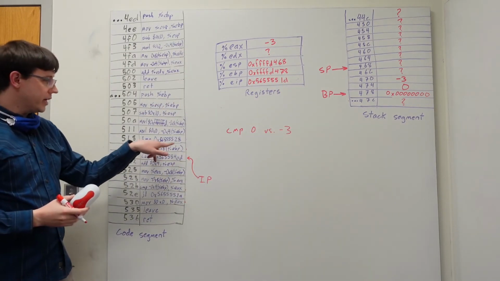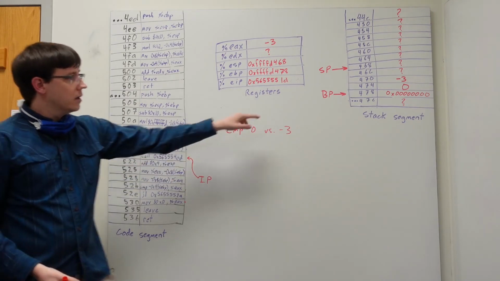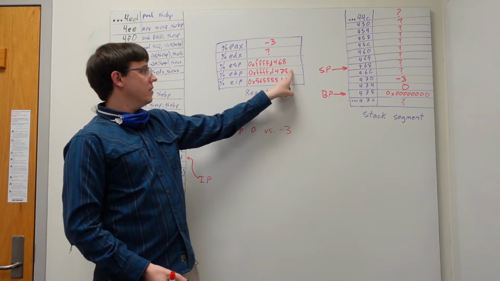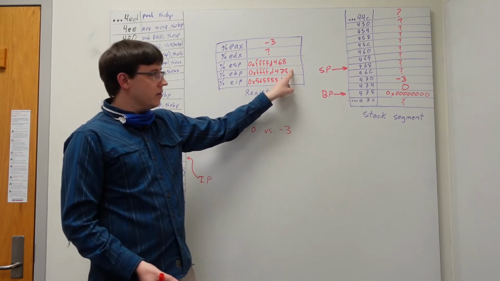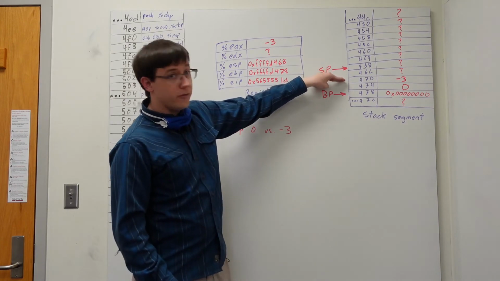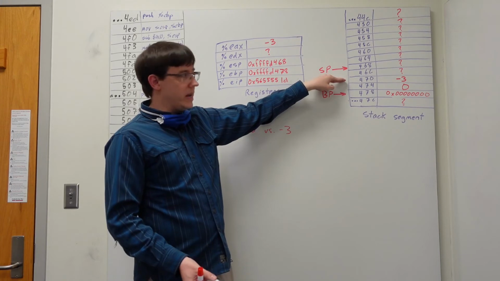And then we are pushing the value retrieved from base pointer minus 8. So the base pointer has 478, subtracting 8 gives us 470. So we are retrieving data from this memory location, and we are pushing that minus 3.